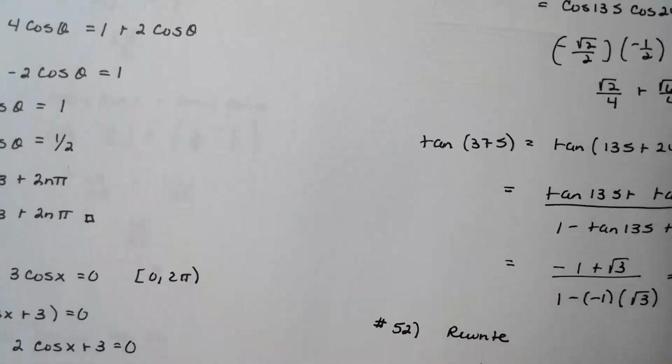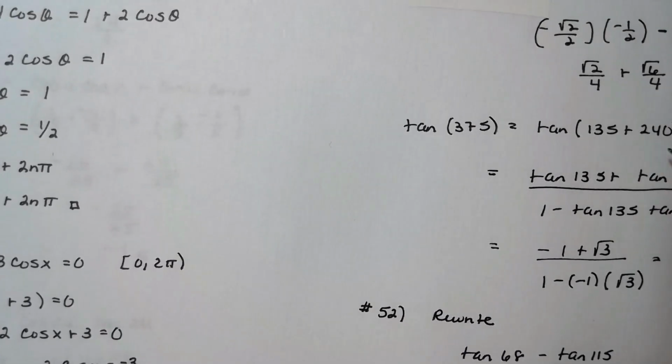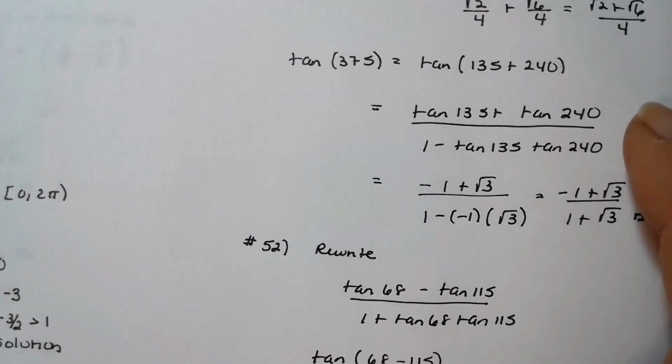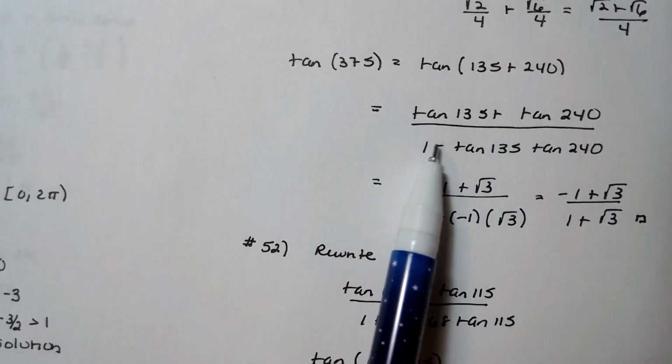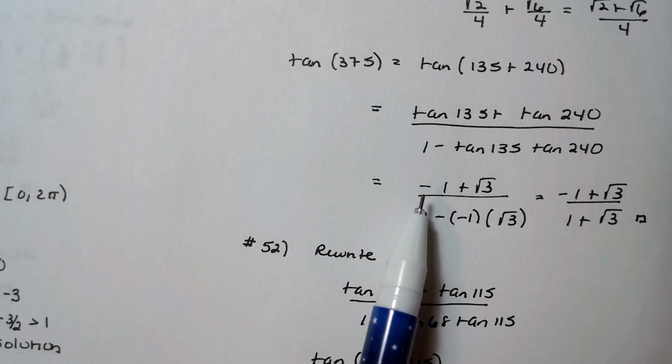And then the tangent, well, we have the tangent of a sum, so the formula goes as follows. Tangent of u plus tangent of v over 1 minus tangent u times tangent v.